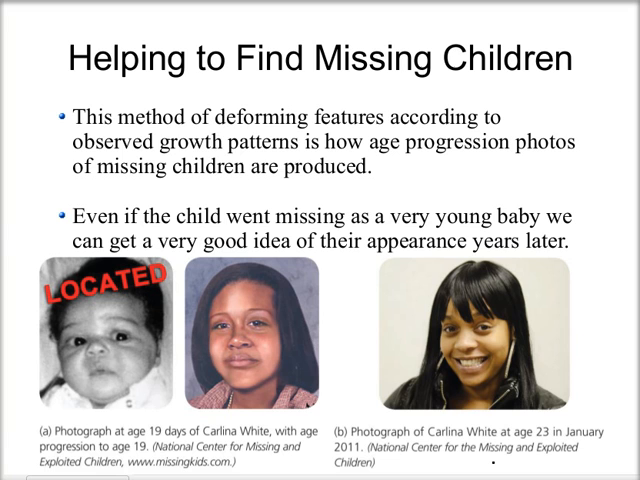So this was a story that was in the news a while ago. This young woman was taken when she was just an infant and found when she was a young adult that the person who she thought was her mother was not actually her mother. And here we can see the actual photo of her as a baby, the age progression to age 19, and then her actual photo at age 23. So it's a pretty good likeness, not exactly the same, but enough to give you a good idea of the features of this person.